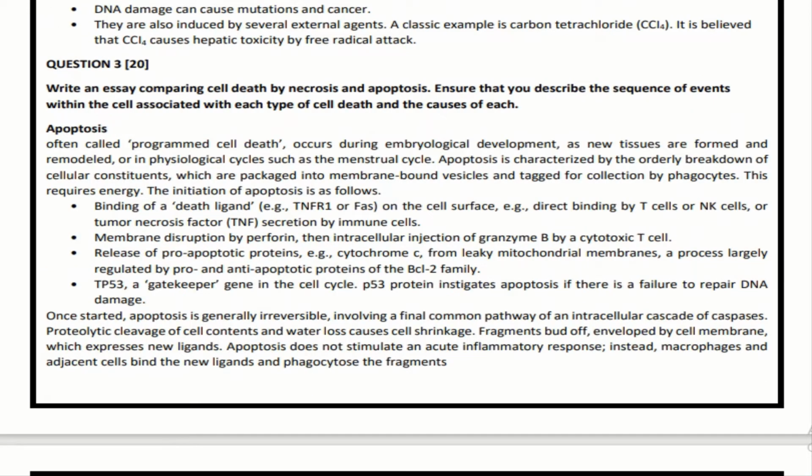Then we have question number 3. Write an essay comparing cell death by necrosis or apoptosis. Ensure that you describe the sequence of events within the cell associated with each type of cell death and the causes of each.